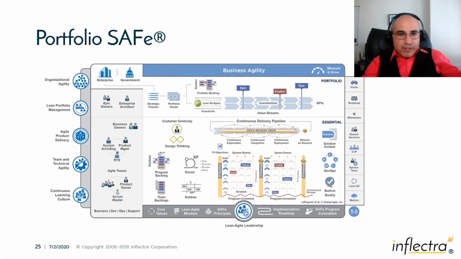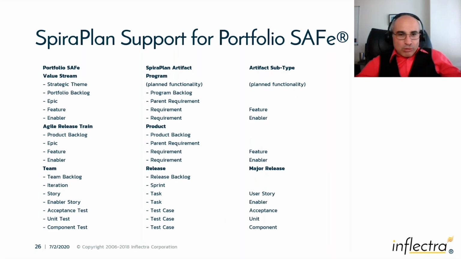And so when you're looking at Portfolio SAFe, SpiraPlan supports all the artifacts there except strategic theme, which we'll talk about was one of our future functionalities. And so we're about 90% ready to support Portfolio SAFe in the current version that we have today. So those are some of the SAFe methods of scaling Agile.